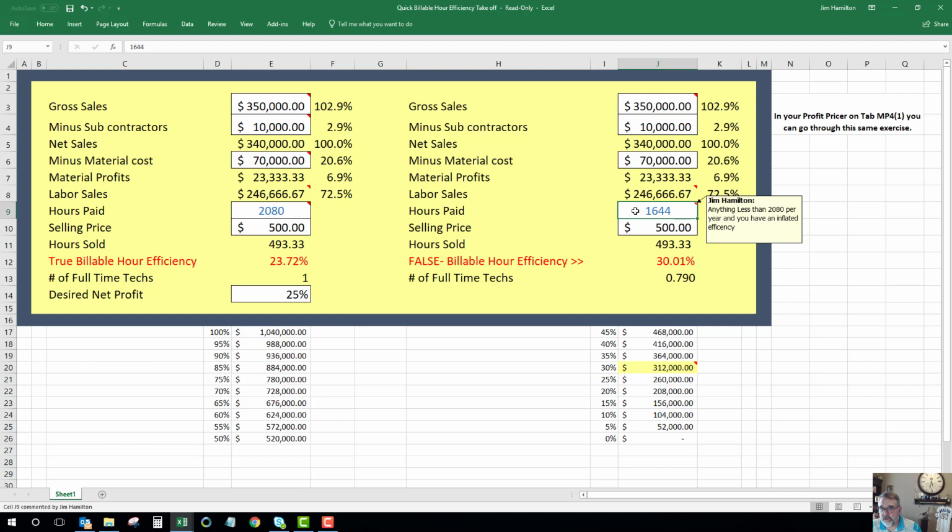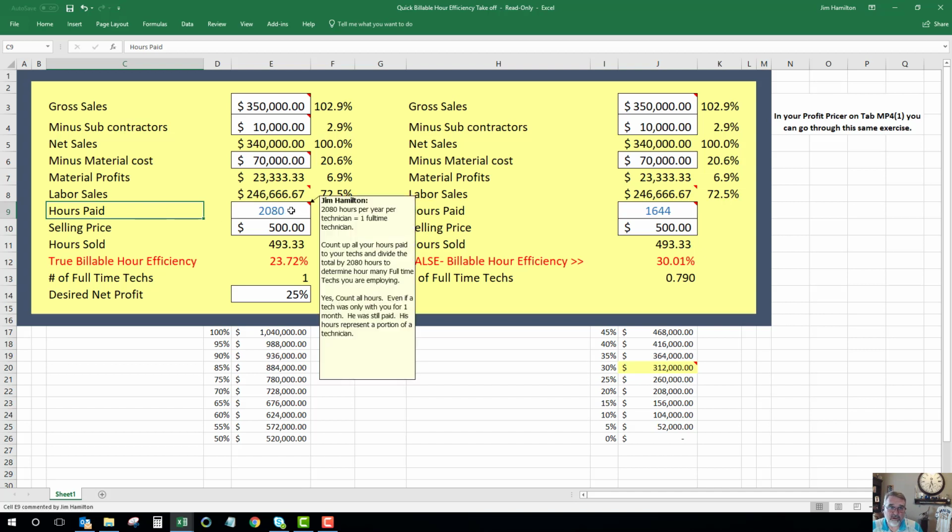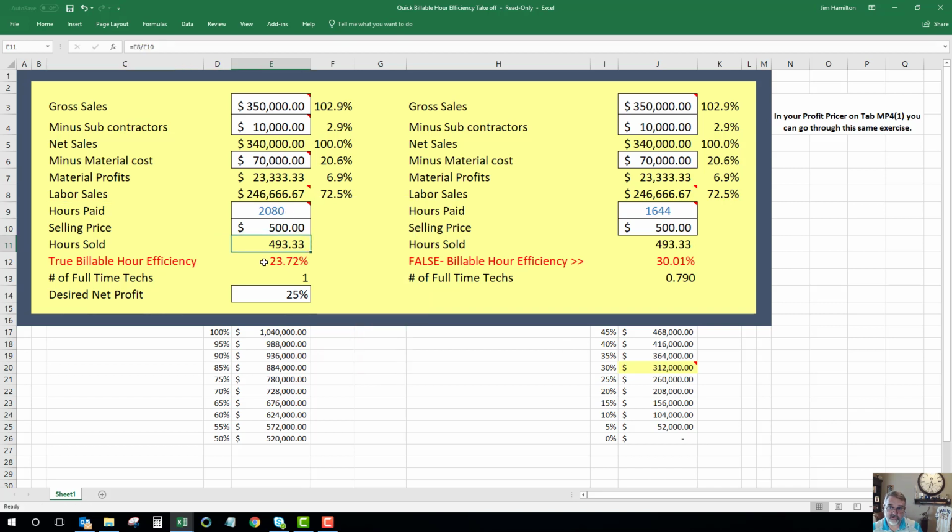And what I'd ask you to do is to count up all of your hours paid. So this is all of your hours paid. Count them all up. And then divide it by 2,080 hours. And that'll tell you how many full-time technicians you actually are employing in the course of a year. Some of us may be employing a tech for, maybe 3 months and he leaves. You got to count that guy's hours. He was there for 3 months. So that goes into the equation of hours paid. Then you can divide your sold hours into your hours paid, and that's going to give you your true efficiency.